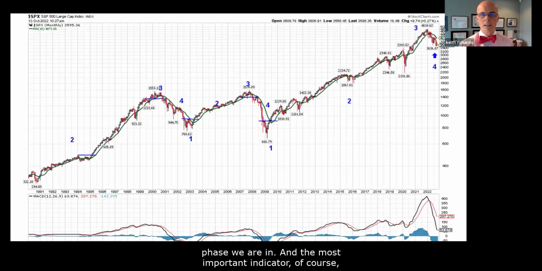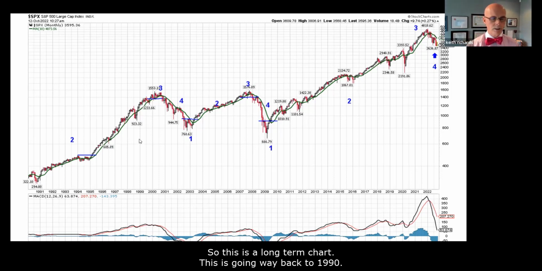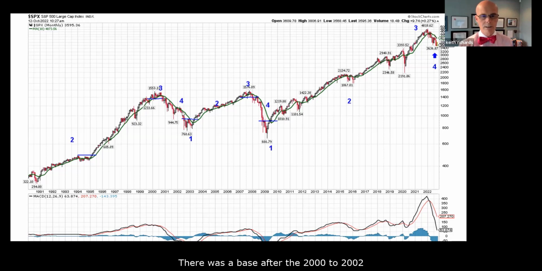And the most important indicator, of course, is always going to be the trend. So this is a long-term chart. This is going way back to 1990. I want to really focus on the past two major bear markets. And you can see that there was a topping phase, phase three, there was a downtrend, and there was a base after the 2000 to 2002 bear market.